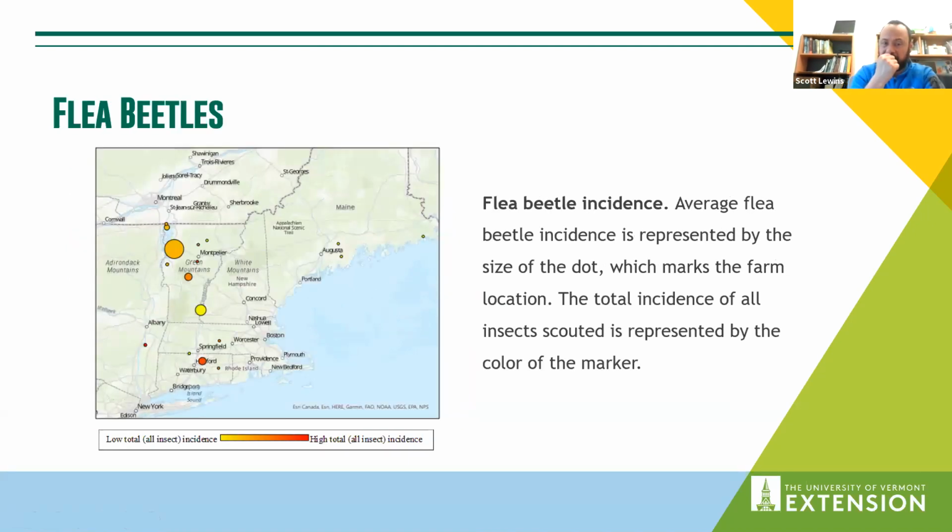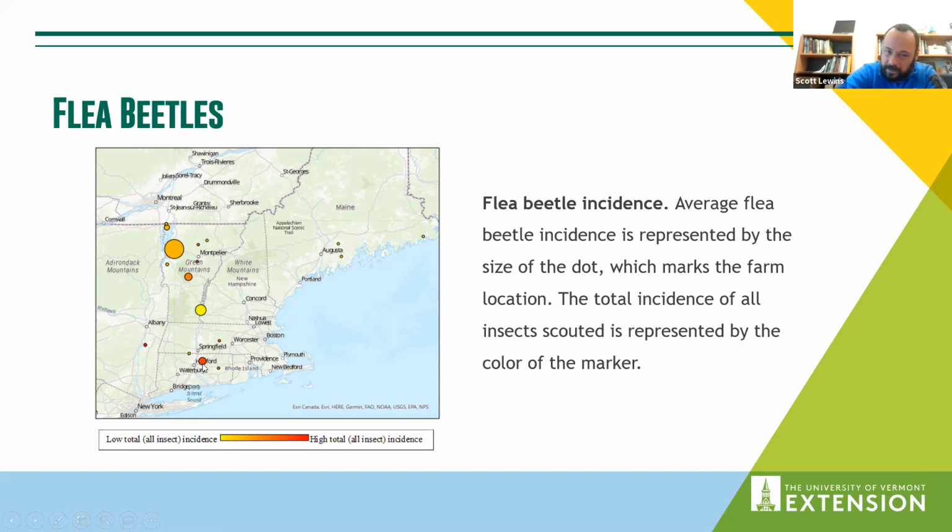Okay. Flea beetles, again, same exact figure, right, with the heat map, right? So there were a relatively high number of flea beetles at this one site, but because it's that sort of yellowish orange, that tells us there weren't a high total number of insects. So of those insects that were present, most of them were flea beetles, but most of the sites really didn't have a lot of flea beetles, right?